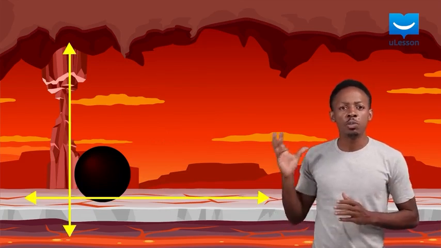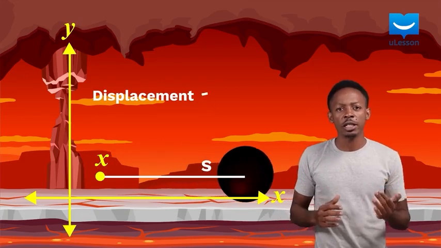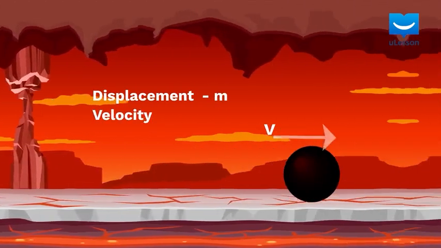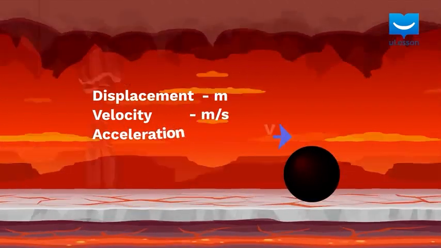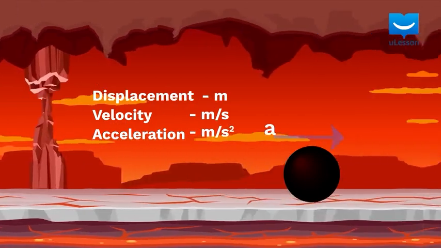The position of this ball is represented by x. The displacement is represented by s and measured in meters. Its velocity is represented by v and measured in meters per second, and its acceleration is represented by a and measured in meters per second squared.